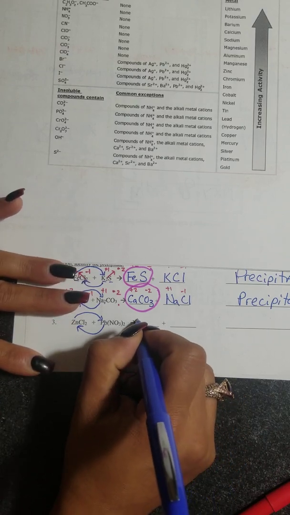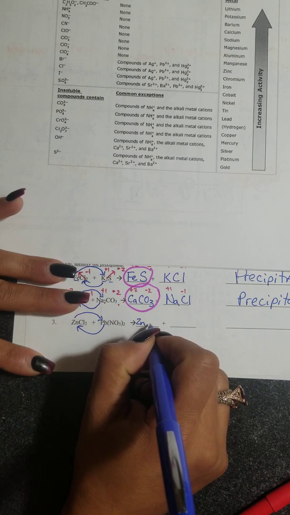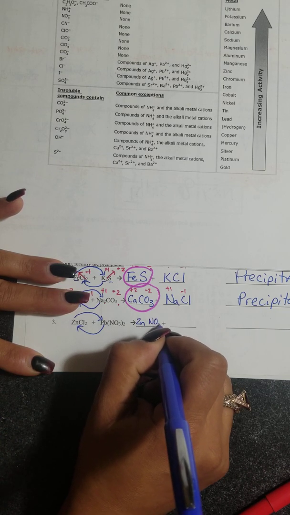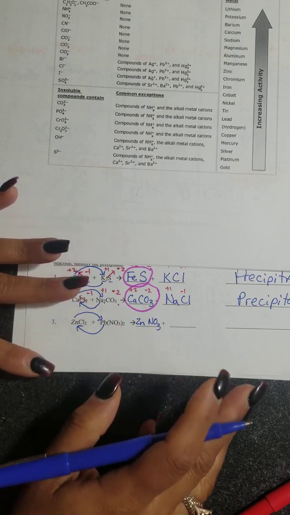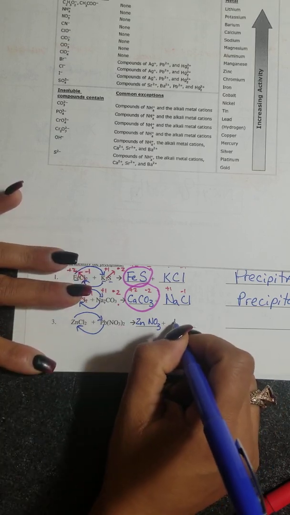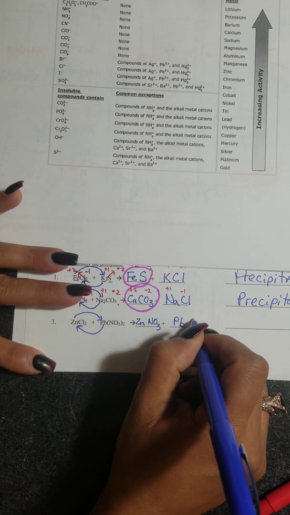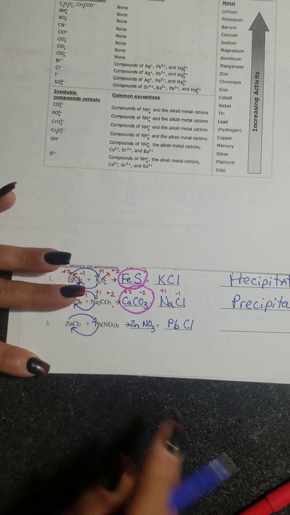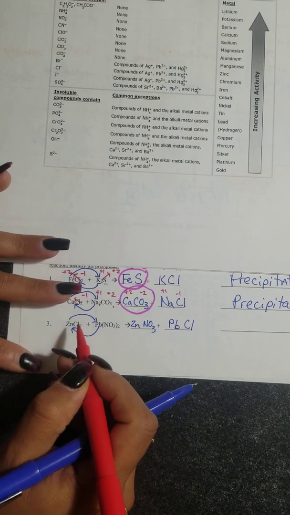So Zn for zinc plus the polyatomic NO3. I don't know anything yet if that little 2 is going to come over. We will crisscross in a moment. On this side, plus Pb, which is lead, who is going to bond with chlorine, Cl. Now let's come over here and crisscross backwards, right?